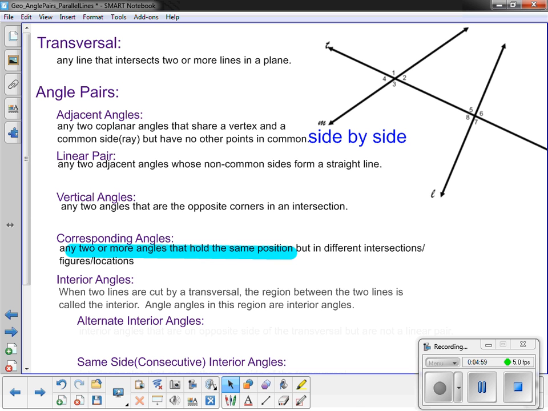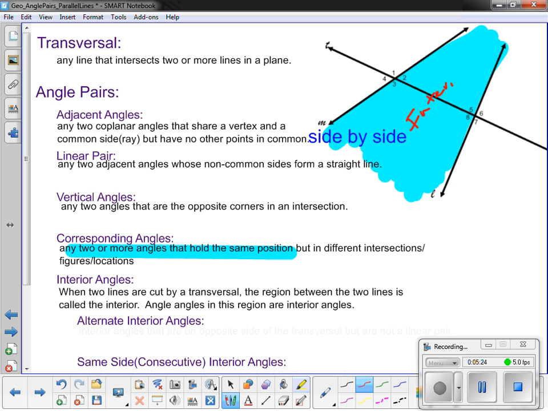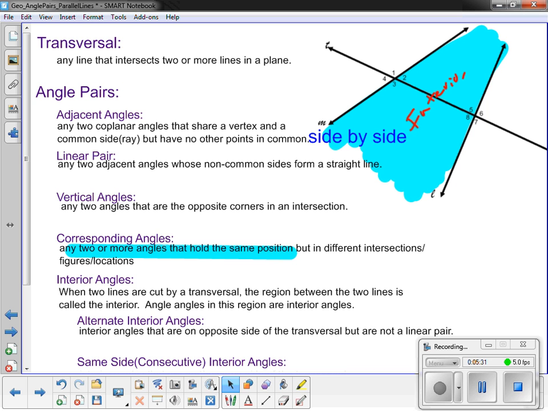That comes up with the idea then of interior. When two lines intersect or are cut by a transversal, the region between these lines is called the interior. So all of this inside here, all this space in here, lots of space in there, is the interior of these two lines. That's our interior area. So when I look at it, I can have alternate interior angles.